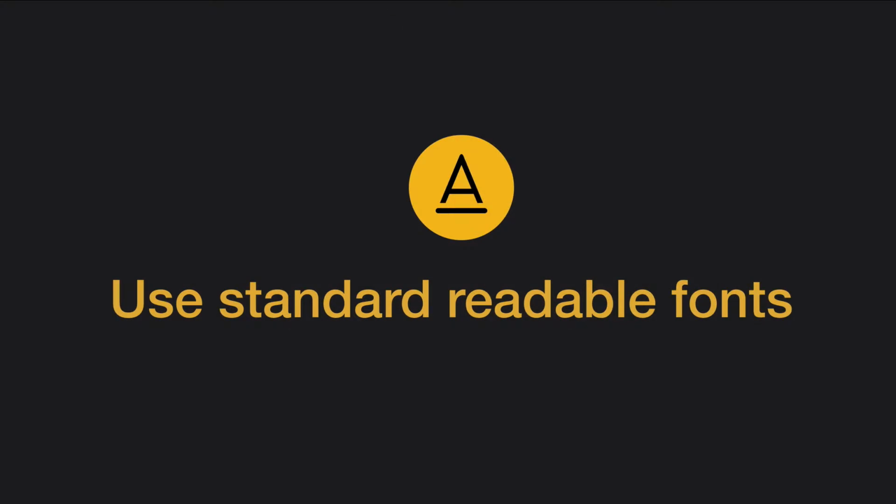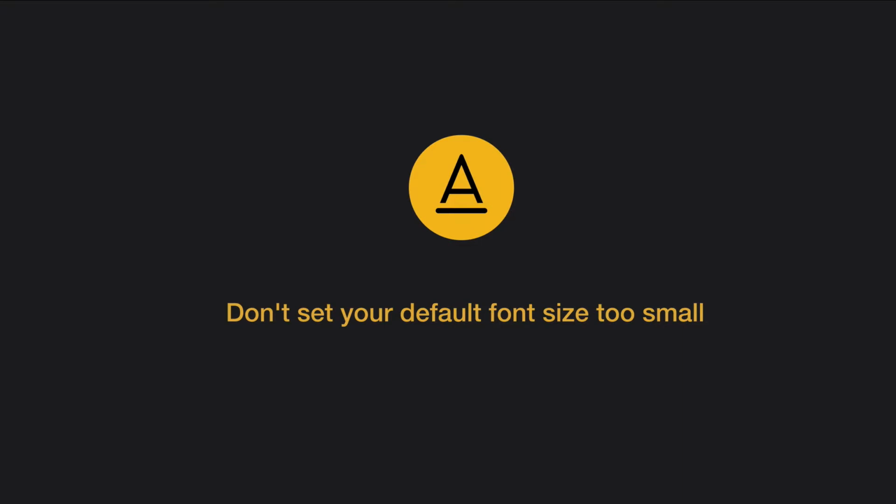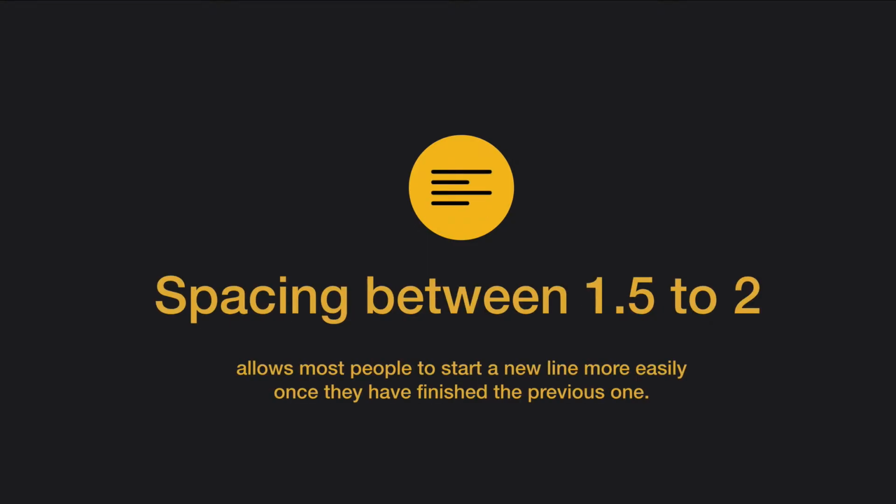So first, use standard readable fonts, right? You can find lots of fonts on Google Fonts. You can play with them, but don't go too fancy. And of course, don't set your default font size too small. And the spacing between lines should be between 1.5 and 2.0. This allows most people to start a new line more easily once they have finished the previous one.